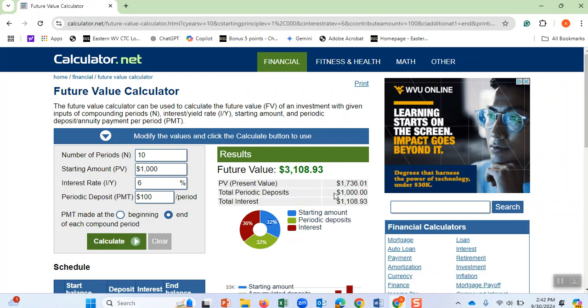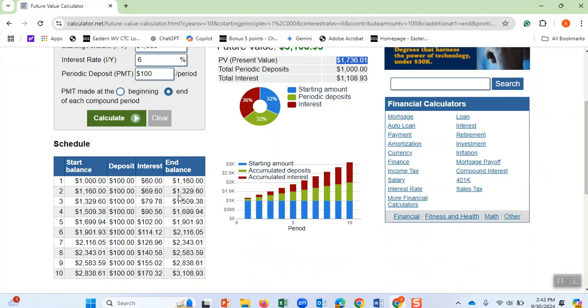Do you see periodic deposit, $1,000, and total interest will be $1,108.93. For now, I don't want you to pay attention to this present value. We will talk about that. But my assumption is that you almost understood what it is, so I'm going to talk about this one.